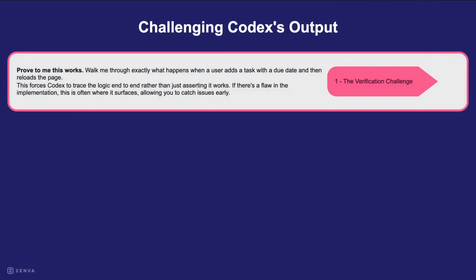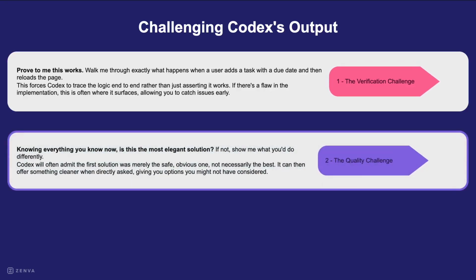With the verification challenge, you just ask Codex to "prove to me this works" by having it show you what happens when a user uses the new feature. You make it trace the logic fully. This is very good at finding flaws early, letting you fix issues before they grow.